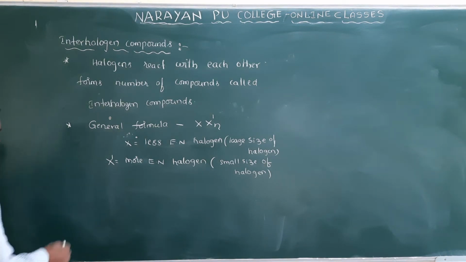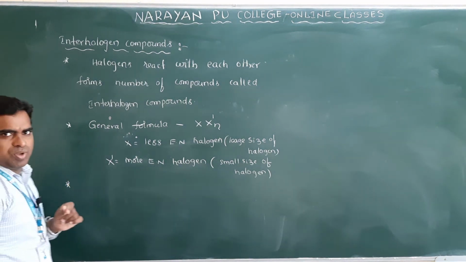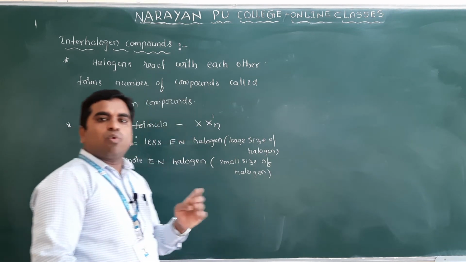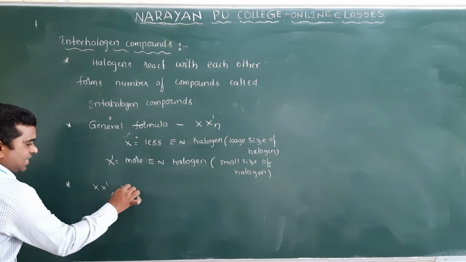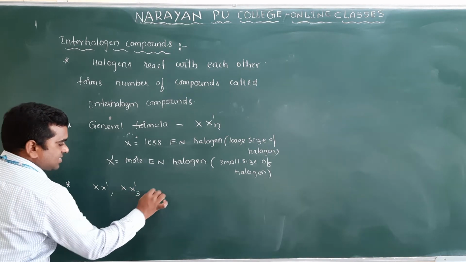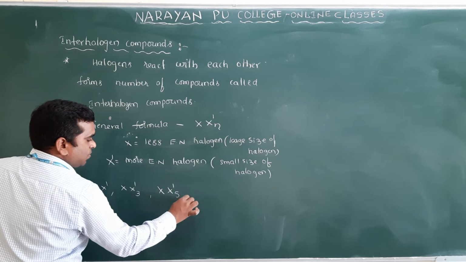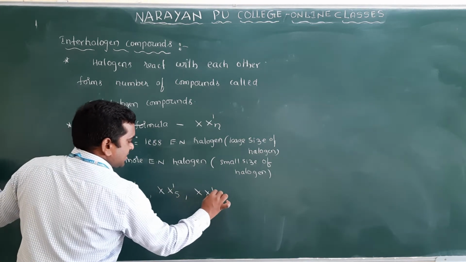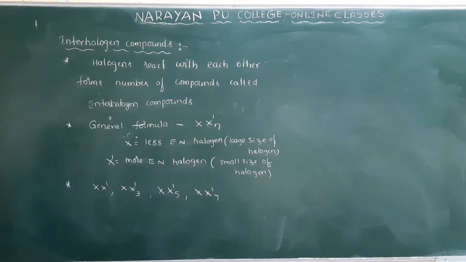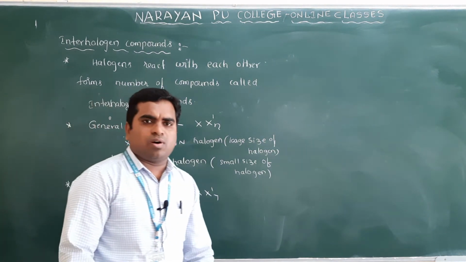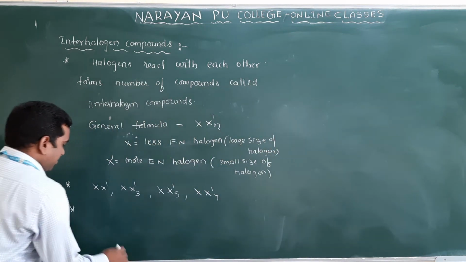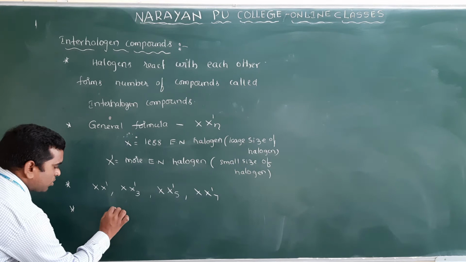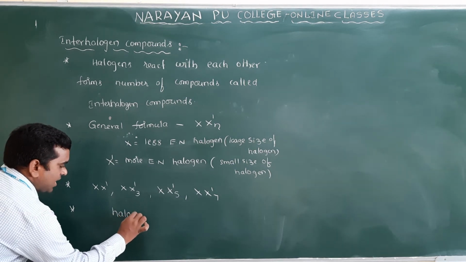Okay. So now, how many types of interhalogen compounds we have? We have mainly 4 types of interhalogen compounds. I have already discussed previously XX-, XX-3, XX-5 and XX-7. Clear? So now, what are the names of these compounds? How to build the nomenclature? What does the nomenclature mean? The names of these interhalogen compounds are halogen halides.